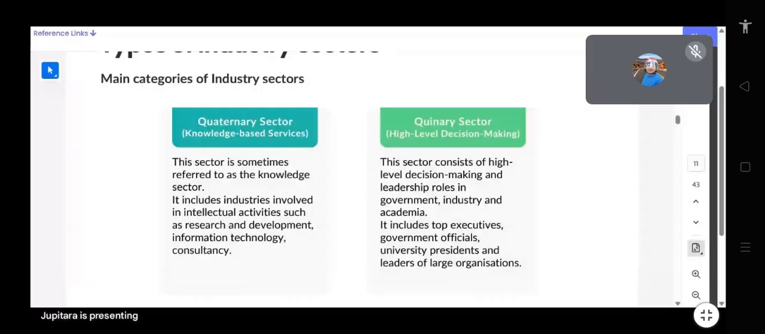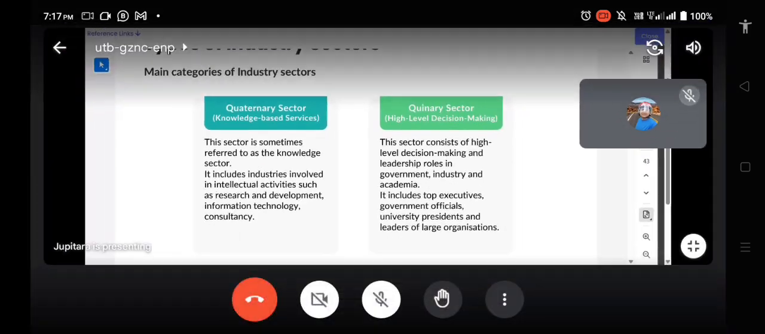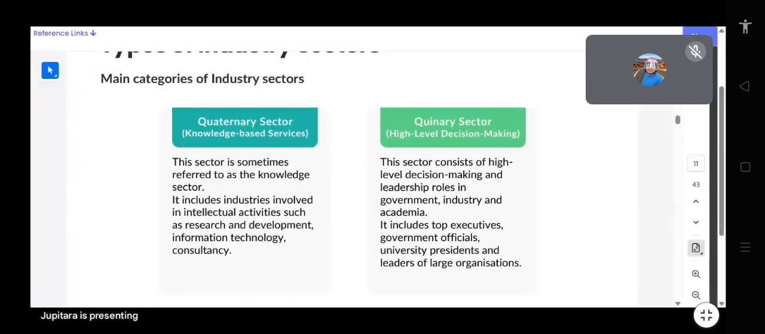Now, the quaternary sector is that which falls under research and development, information technology, and consultancy. Those are knowledge-based services, like TCS, Infosys, HCL. All this comes under your quaternary sector. The quinary sector means high-level decision making and leadership roles in government, industry, and academia. It includes top executives, government officials, university presidents, and leaders of larger organizations. The government comes under the quinary sector. Those people who run the country, a very small group of people, come under your quinary sector.